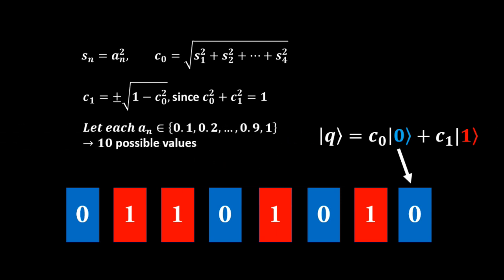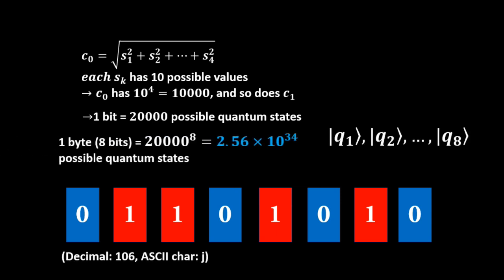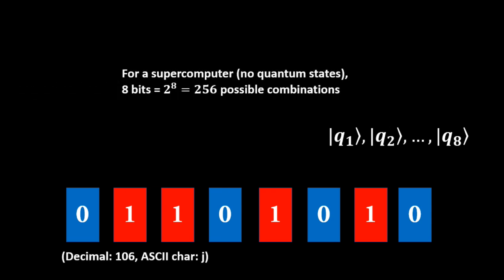If we let each Sn take on 10 values, then C1 is either positive or negative, for a total of 2 times 10 to the 4, or 20,000 arrangements. To type out an ASCII character, you need 1 byte or 8 bits of information. For a single byte, there will be 20,000 to the 8th power, or 2.56 times 10 to the 34 possible combinations. For a supercomputer, every bit is either 0 or 1, so 8 bits can only have 2 to the 8 or 256 combinations.